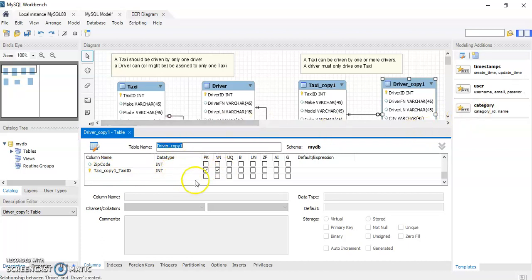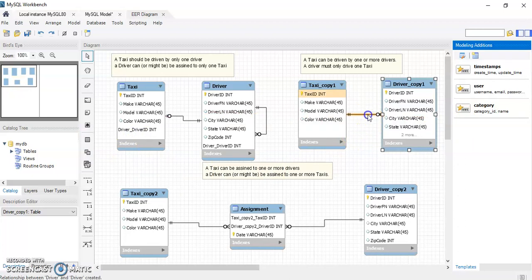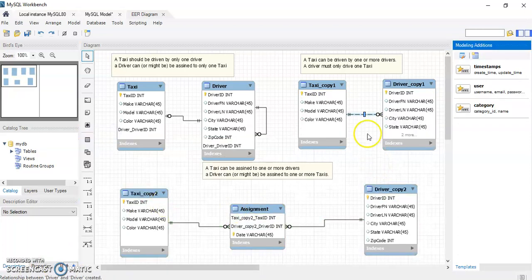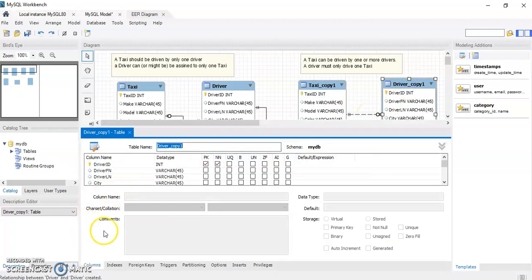So if I look at this one here, primary key, if I go back and change that to non-identifying, and this is why you need to understand the difference, it is very important, because it affects the primary key, it affects the type of relationship that you're going to have. So the moment I make this one non-identifying, if I go to the driver, you should not have the taxi as a primary key, and exactly, now the taxi is a foreign key, not a primary key.